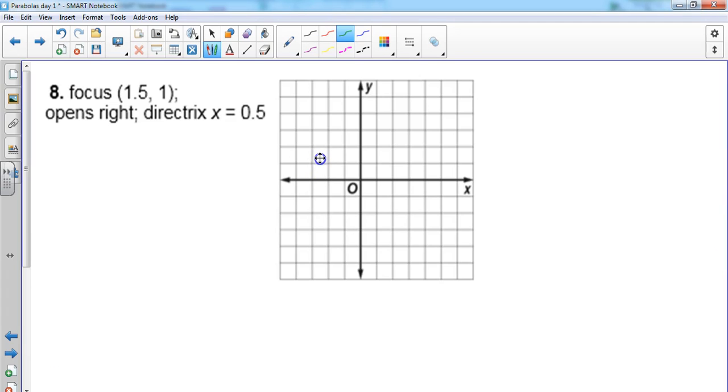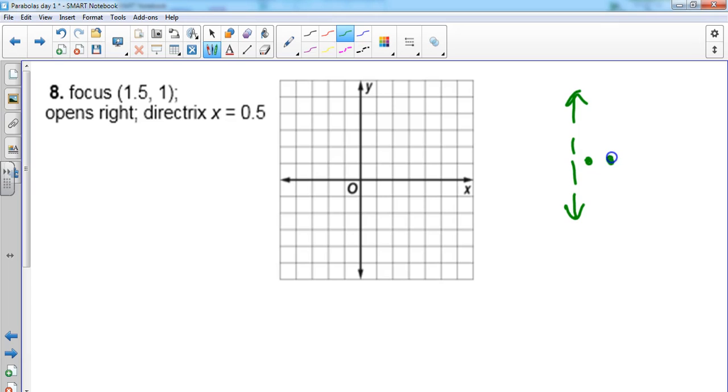Try this one on your own. Ooh, they give us a focus and a directrix. How are we going to figure out where the vertex is? What's the label on the axis? Just whatever you want to make it. Oh, I think my directrix is now looking too healthy. Directrix is going this way. Focus is here. How do you find the vertex?